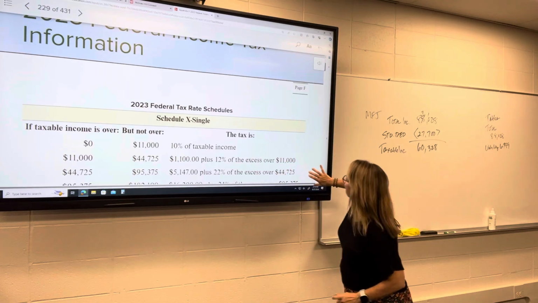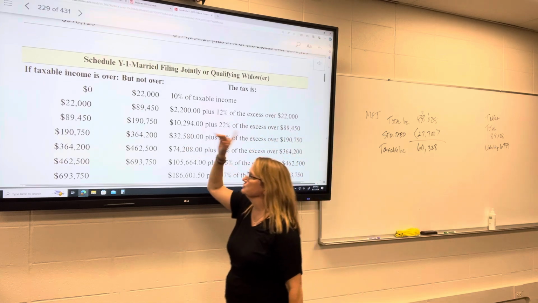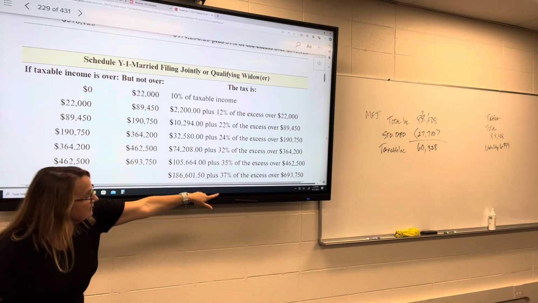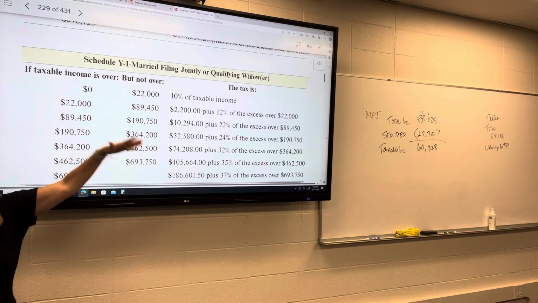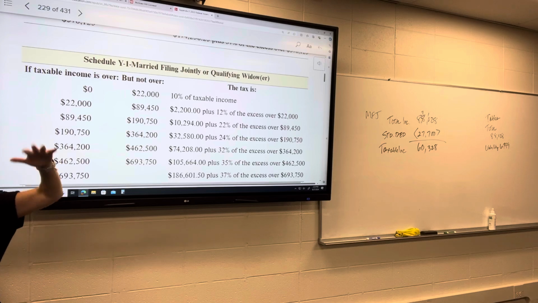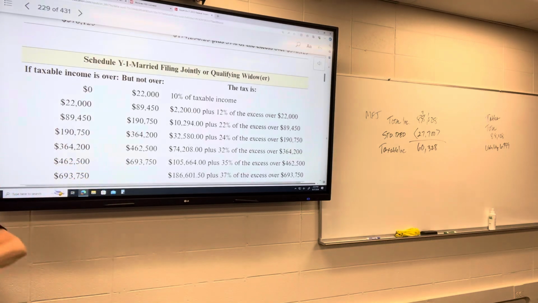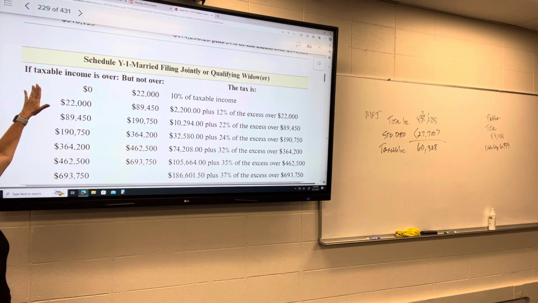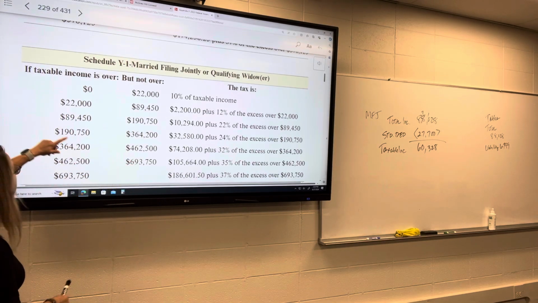All right, so let's find our correct tax rate schedule. Married filing jointly or qualifying widower, first one right there. Again, we've got a range of income, taxable income, and again, we're talking about taxable income, not total income. I know I'm beating that dead horse, but for a reason, because students will get tripped up on that. They'll be in chapter 8 and they're still getting tripped up on it. So taxable income is over this amount, but not over this. So here's our bracket, here's our range.